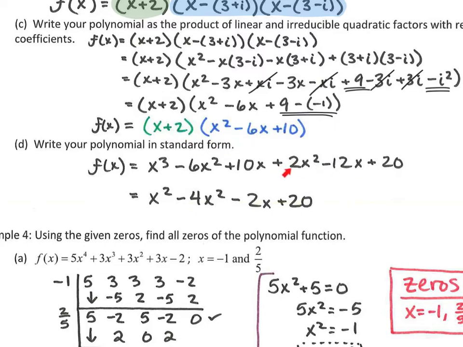That's right here. How'd I go from here to here? I combined my like terms. I've got a couple squared terms, so I'm going to add those together.